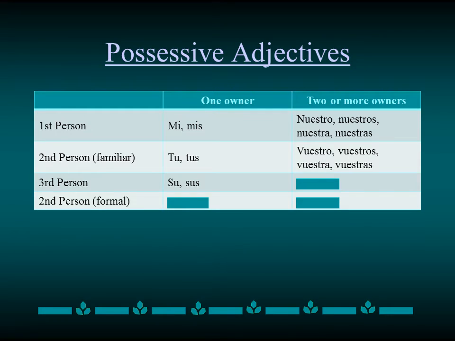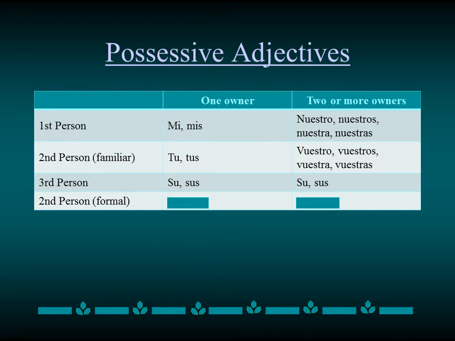Here's your familiar. Remember, this is only used in Spain. It's almost the same, you just put a V there, so vuestro, vuestros, vuestra, vuestras, and it's the same. We change it depending on the number and the gender of the object being owned.